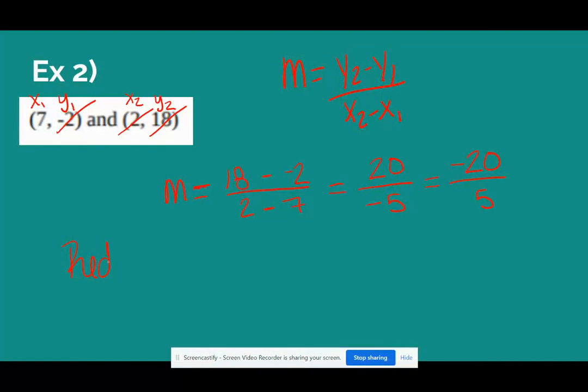Remember, to reduce, you use your ABC button. ABC. It is the third one up from your 7. So if you're looking at your calculator, you find the 7 and go 1, 2, 3 up. That's the ABC button. So negative 20 ABC 5 is going to reduce down to negative 4. So our slope is negative 4.